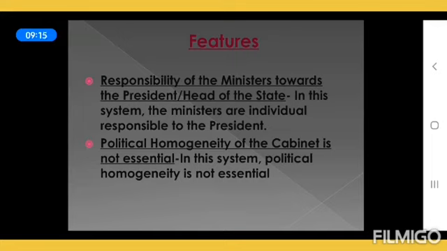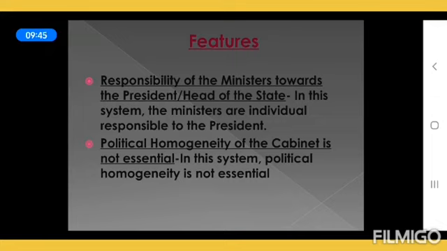So the ministers always have to act in accordance with the decisions and the directions given by the president, and the president is their real executive head or the boss. That means he is the head of the state as well as the head of the government. And the ministers also have to work according to the directions that have been given by the president.